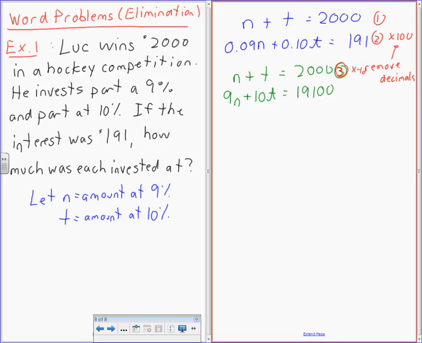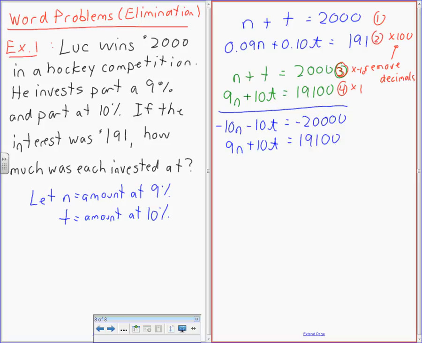Luke, why did you times that by negative 10 instead of just 10? So the t's will cancel out. Good, okay. So what he did there was, we have negative 10n minus 10t equals negative 20,000, and 9n plus 10t equals 19,100.